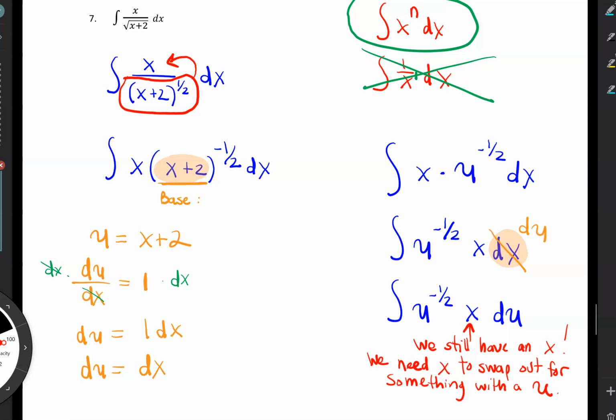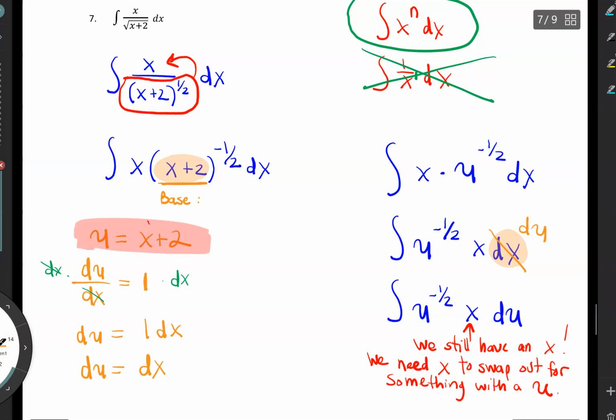So what are we going to do? Well, we have a u, don't we, over here? I established this rule. If I have a u, I can swap it for an x plus 2. If I have an x plus 2, I can swap it for a u. I set that in stone.